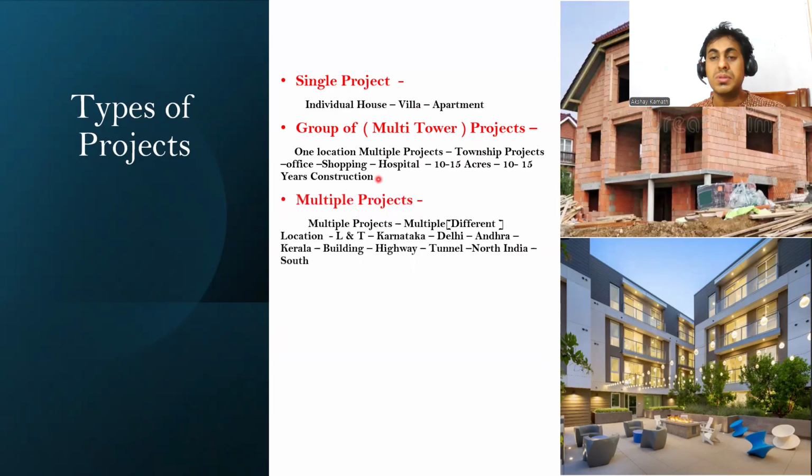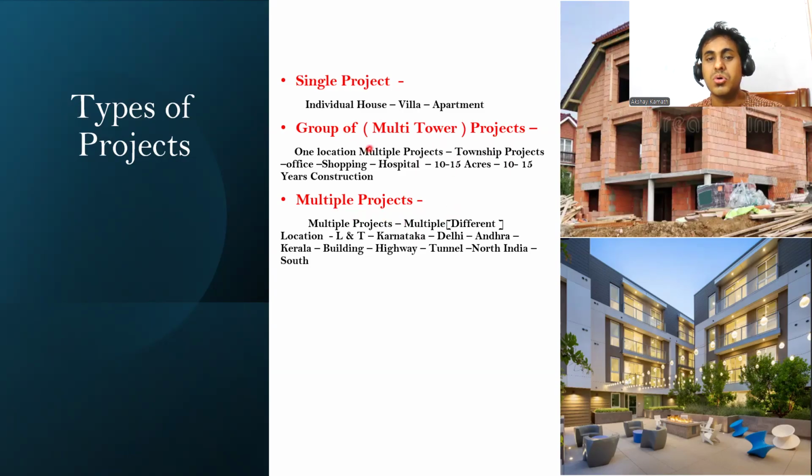Multiple projects means in multiple locations, multiple projects are happening. For example, let's say the L&T company has construction in North India and in South India. In North India, they have construction in Delhi, UP. In the South, they have it in Karnataka, Tamil Nadu, and so on. Apart from that, they also have building construction, road construction, tunnel construction, highway construction, bridge construction, and so on. So they have multiple projects at multiple locations. This is the example for multiple projects.